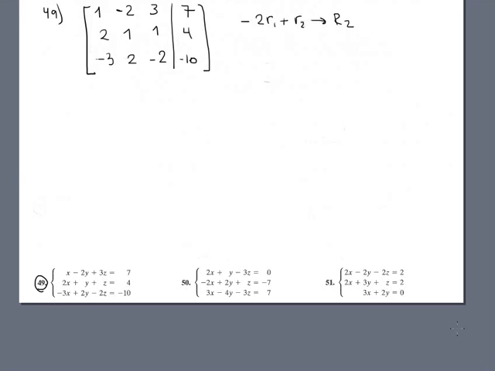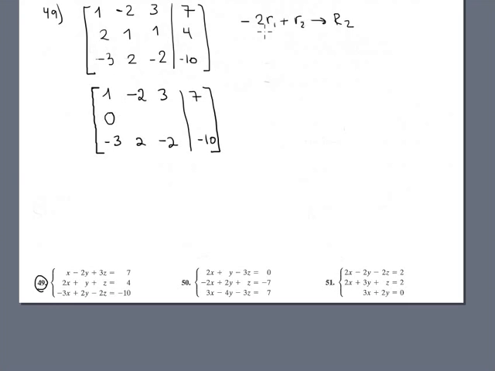Okay, 49. This is the matrix associated. Let's do first this row operation. This is minus 2 times R1 plus R2 stored in R2. Minus 2 times 1 is negative 2 plus 2 is 0. Let's do it mentally. 1, minus 2, 3, and 7 stay the same. Likewise, minus 3, 2, minus 2, and minus 10 stay the same. Okay, so in this case, minus 2 times 1 is negative 2 plus 2 is 0.